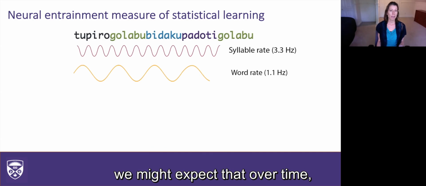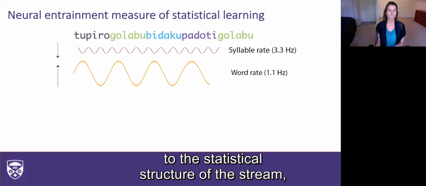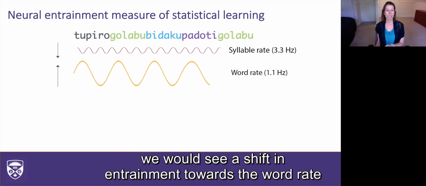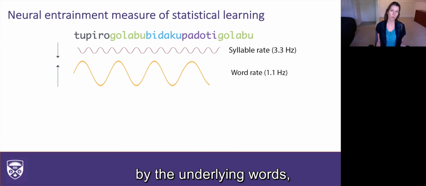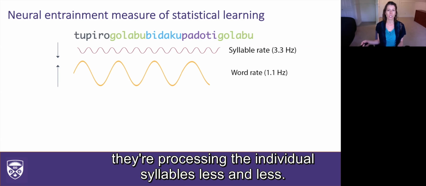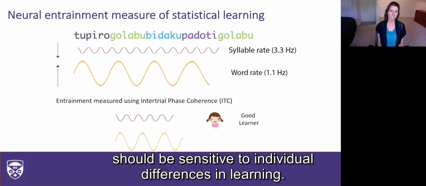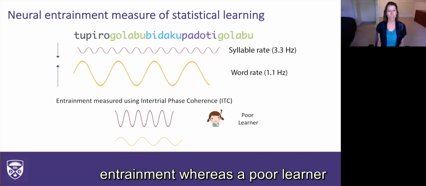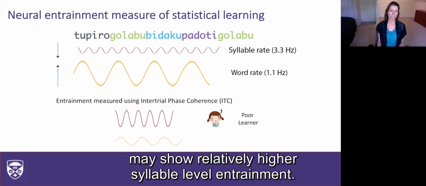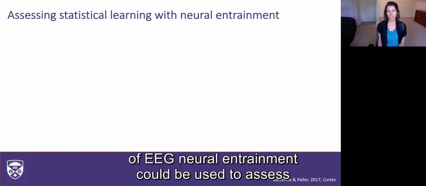And further, we might expect that over time, as somebody becomes increasingly sensitive to the statistical structure of the stream, we would see a shift in entrainment towards the word rate and away from the syllable rate. As their perception becomes dominated by the underlying words, they're perceiving the individual syllables less and less. And we might also expect that this measure should be sensitive to individual differences in learning. So a good learner may show relatively higher word level entrainment, whereas a poorer learner may show relatively higher syllable level entrainment.